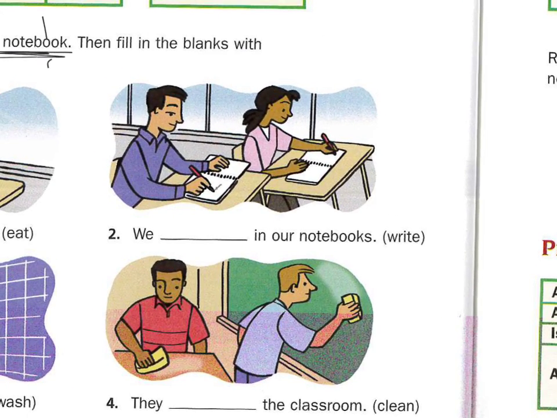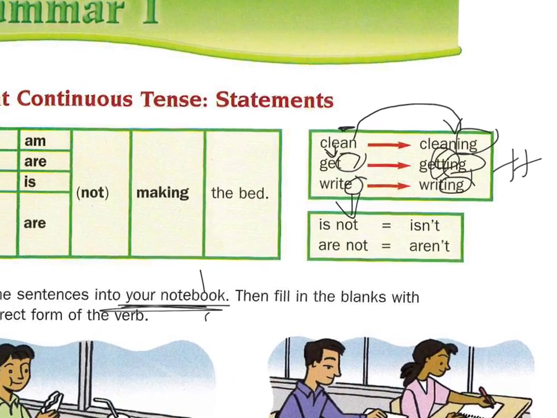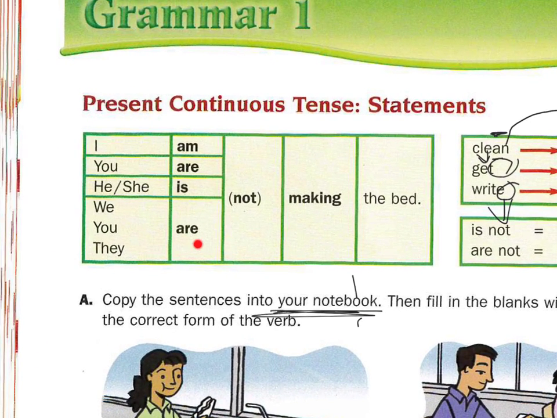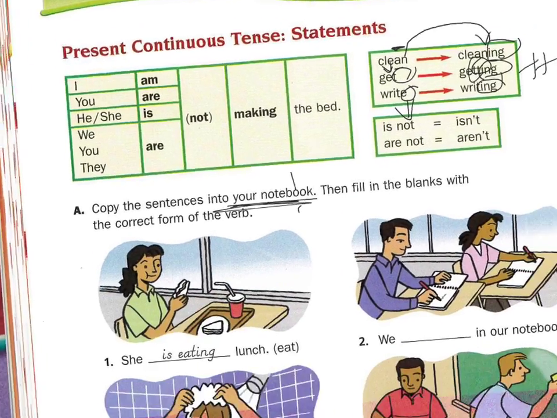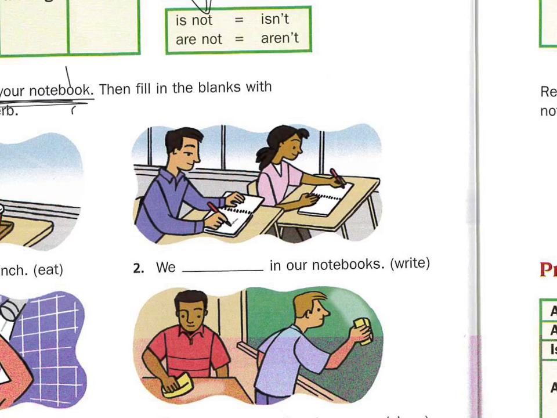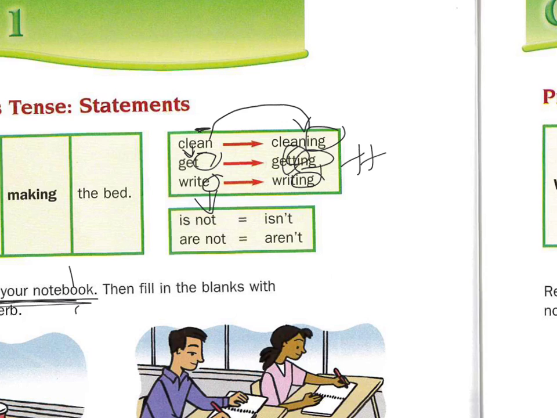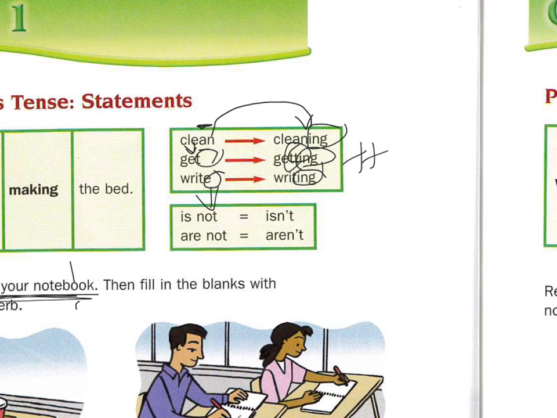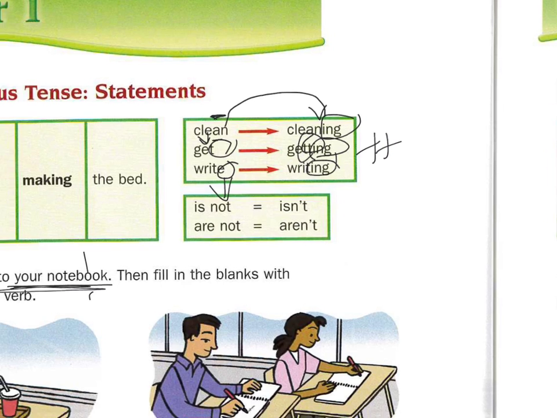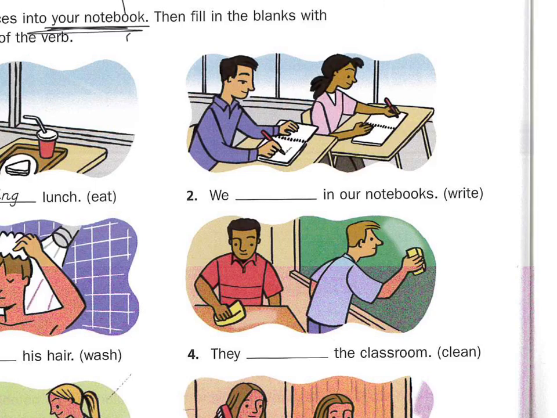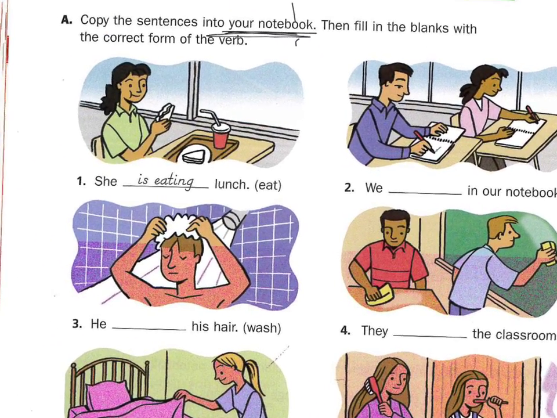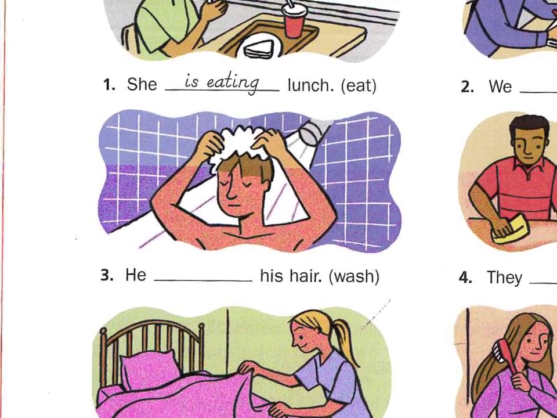We are, if we look back up here, we are writing. We are writing in our notebooks. And how do we spell write? Drop the E when you add ing. Writing. We are writing in our notebooks. What are you doing? We are writing in our notebooks.